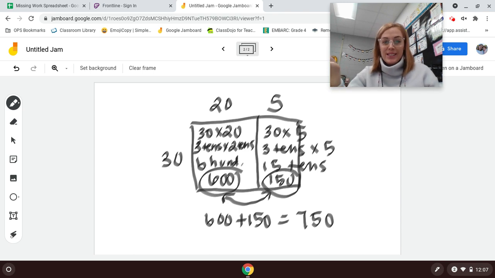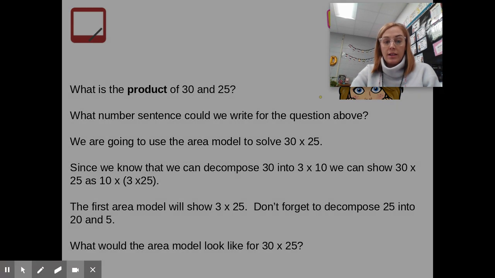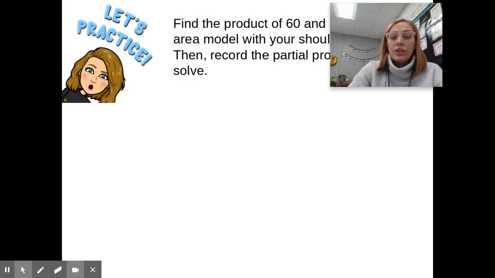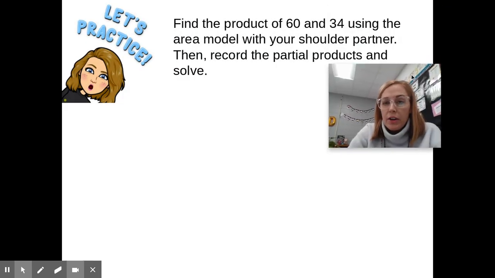Okay, so pretty easy, right? When you look at a 2-digit by 2-digit multiplication, it seems a little bit scary. But when you know that you can break it apart using an area model and partial products, I think it makes it a whole lot less scary. Okay, so let's go ahead and look at a different problem together.